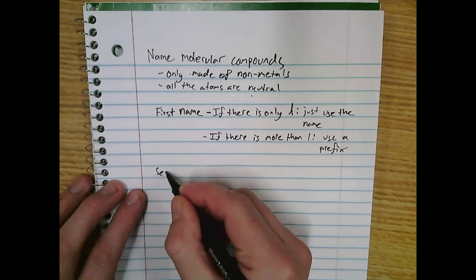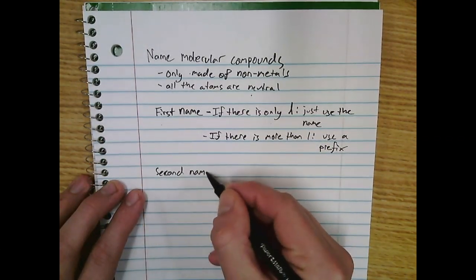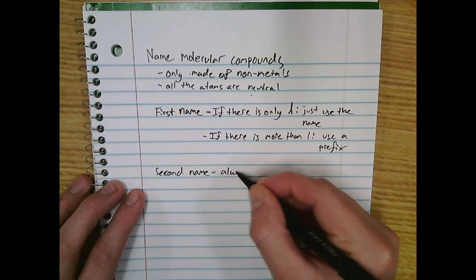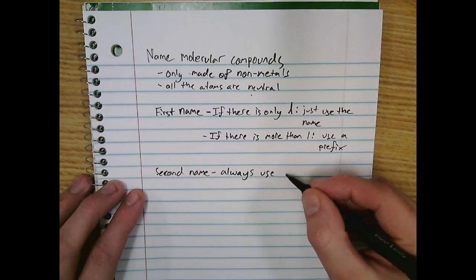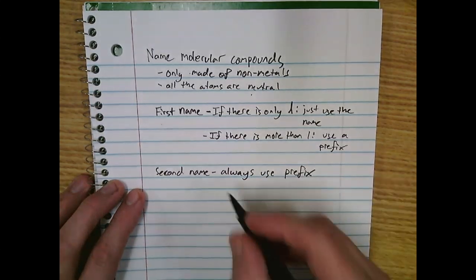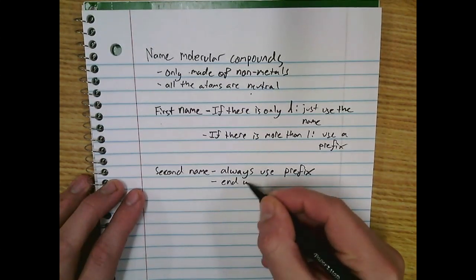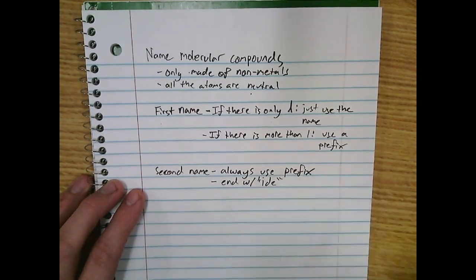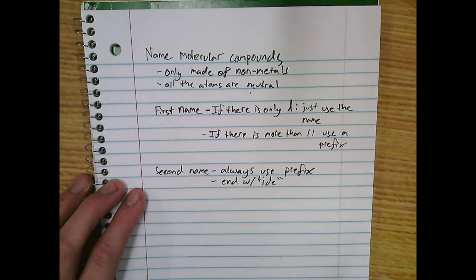Then you will write down the second name, and for the second name, we're always going to use a prefix, even if there's just one of it. And then, just like with ionic compounds, we're going to end with "-ide". So you'll hack off the end of that second word, and you will end it with "-ide".